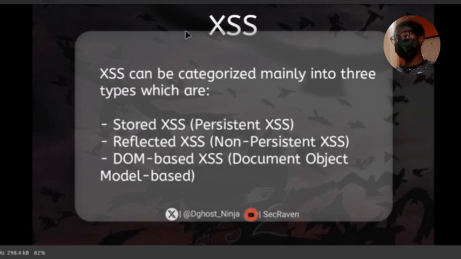Then we have different types of cross-site scripting. Cross-site scripting is categorized mainly into three types. We have the stored cross-site scripting, which is the persistent type, the reflected XSS, which is the non-persistent one, and the DOM-based XSS, which affects the document object model of a web page.